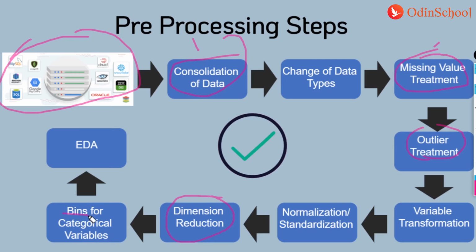For example, we have zip codes or pin codes of different locations. Based on the location and the distance, we group certain pin codes into one location, and based on that we do the analysis. And finally we come to EDA.